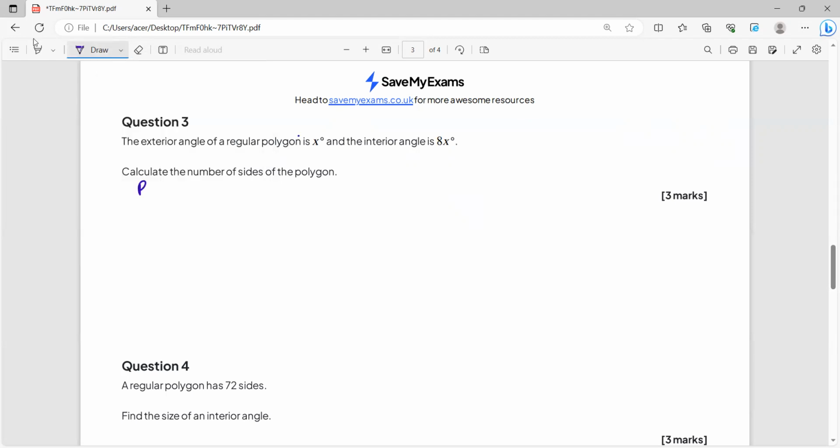So for a regular polygon, the exterior angle times n must give you 360. But we have a problem here. We have our exterior angle, but it's given in simple notation. We don't know the value of x, isn't it? They're saying the exterior angle is x, and we don't know the value of x. So we need to find the value of x first. So step 1.